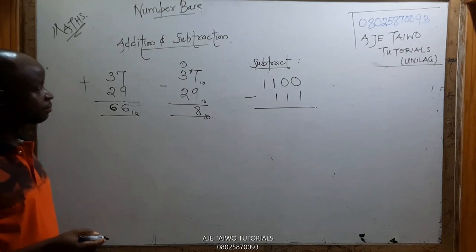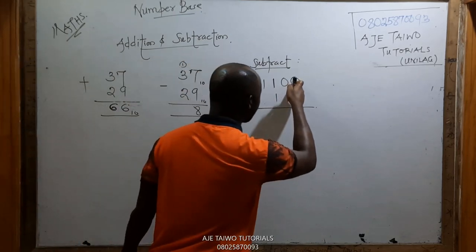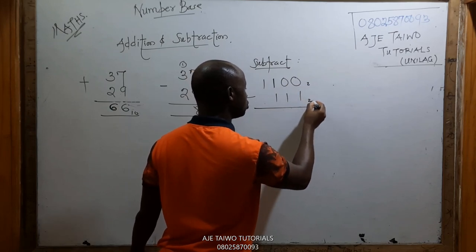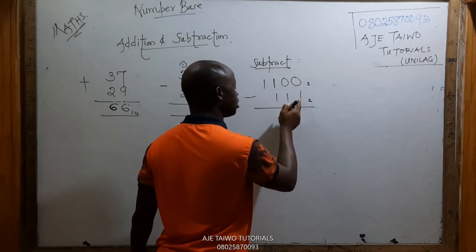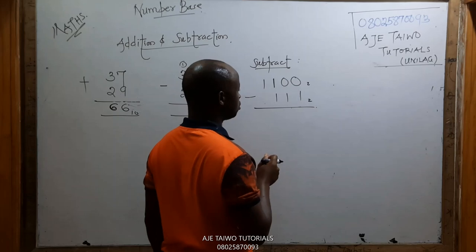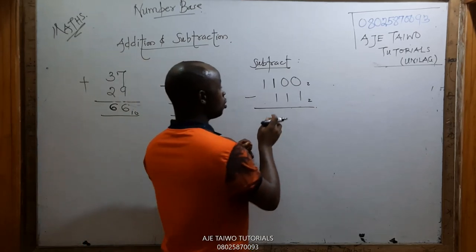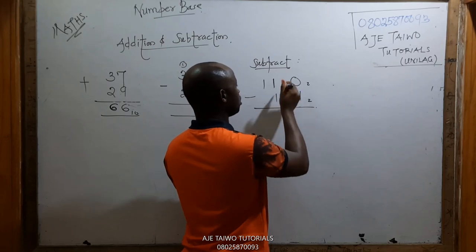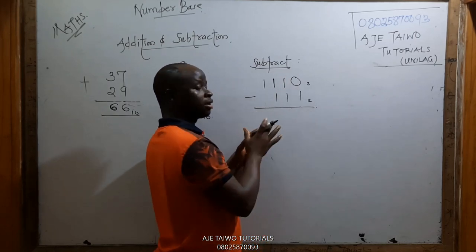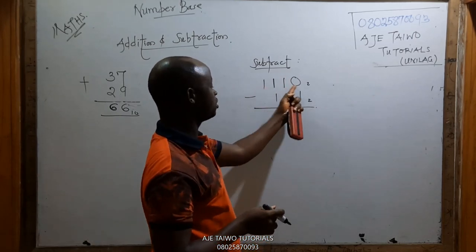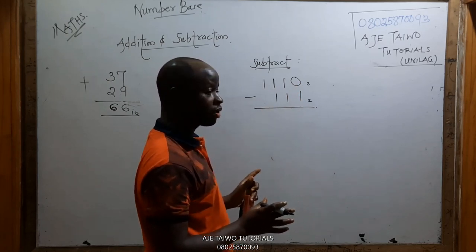Yeah, look at it. 0, the base is 2, 0 minus 1 is not possible. What do? You borrow what? Let me put 1 here. You borrow 1. Just check the question, I've changed it. 1, 1, 1, 0, so I can begin on the similar question.